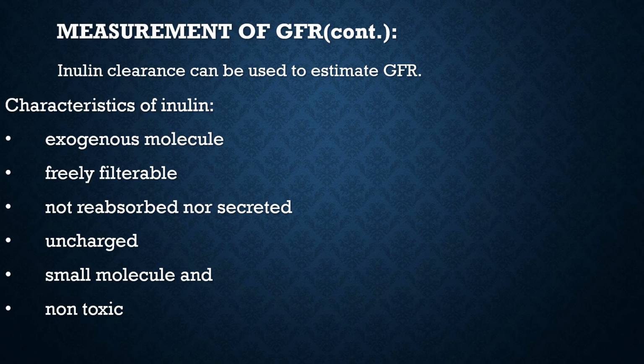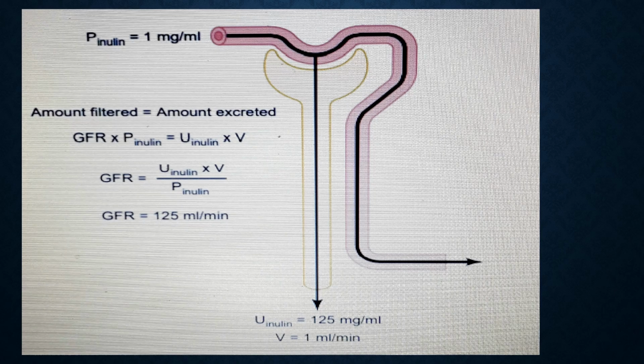Inulin is one of those substances which is used to estimate GFR, having the following characteristics. It is an exogenous molecule, freely filterable, neither reabsorbed nor secreted, uncharged, non-toxic, small molecule. Here in this figure, a known amount of inulin is injected into the body. After some time, the concentration of inulin in the plasma and urine and the volume of urine excreted are estimated.